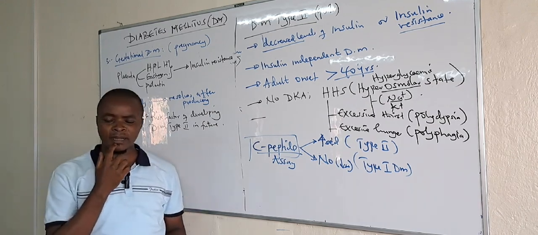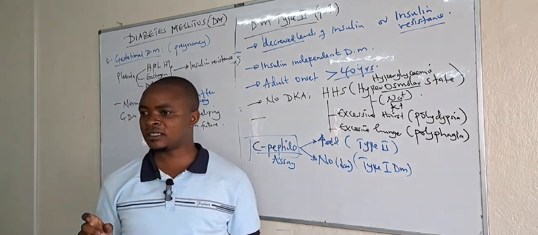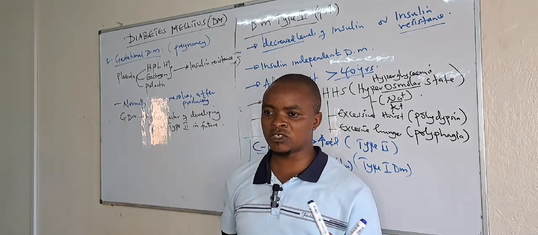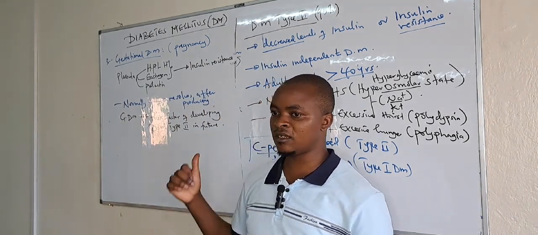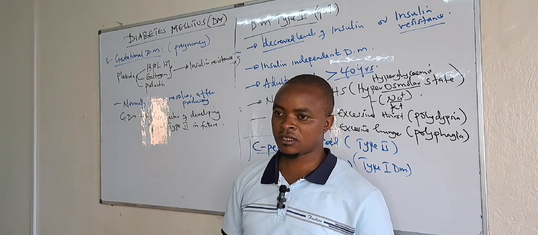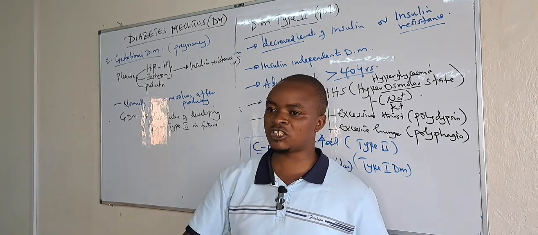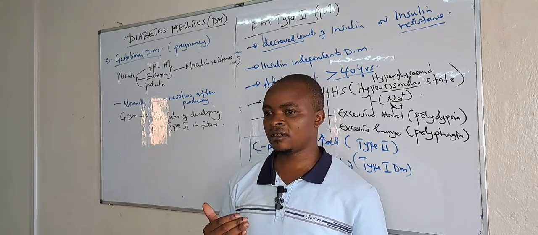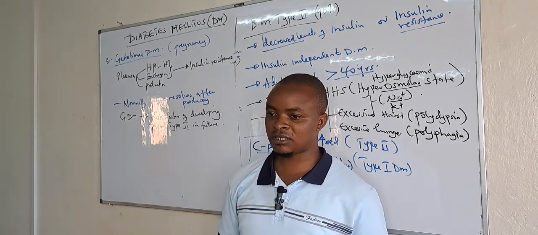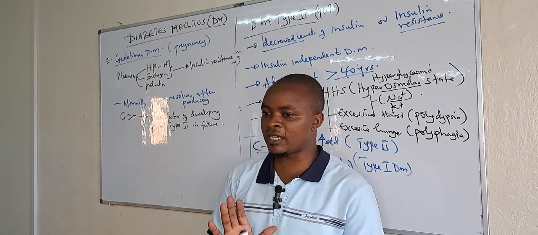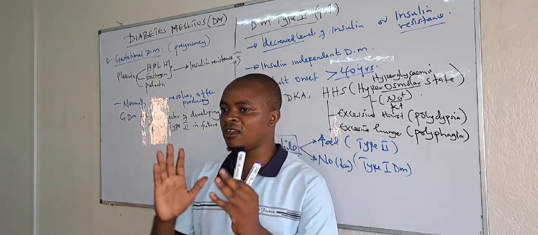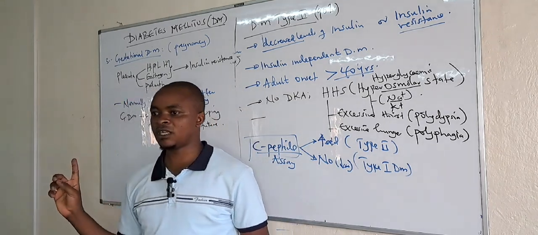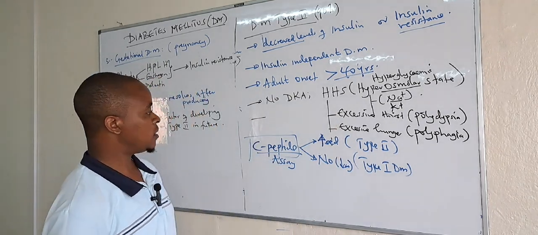And another thing I wanted to assure you: type 1 is not genetic, but type 2 is genetic. So whenever you have a family history where in your family there is always diabetes, that one, type 2, is genetic. You find in the whole family, everyone who reaches 30 or 40 develops diabetes, which is different from type 1. That's what I also wanted to add.